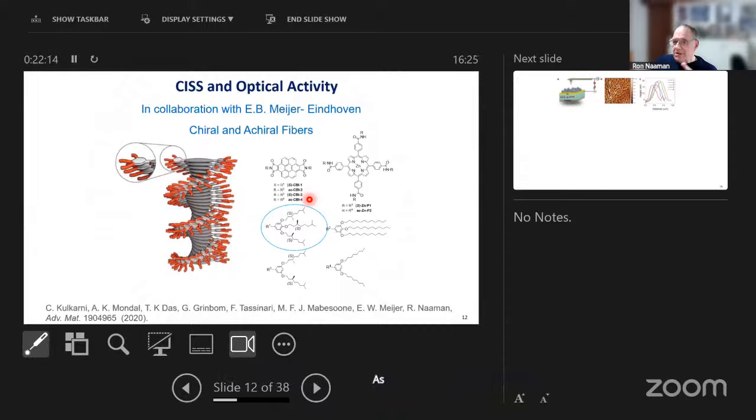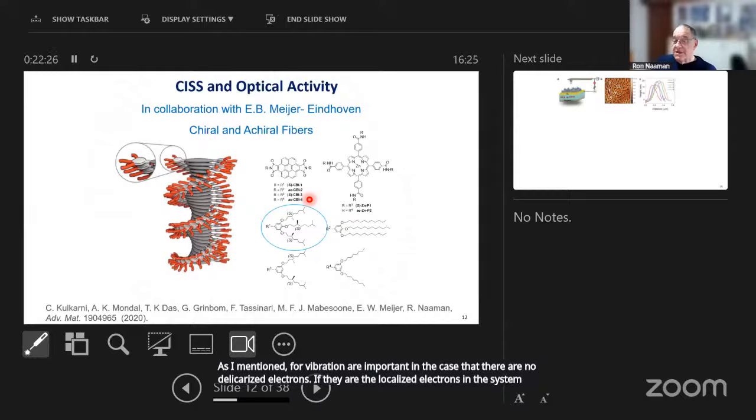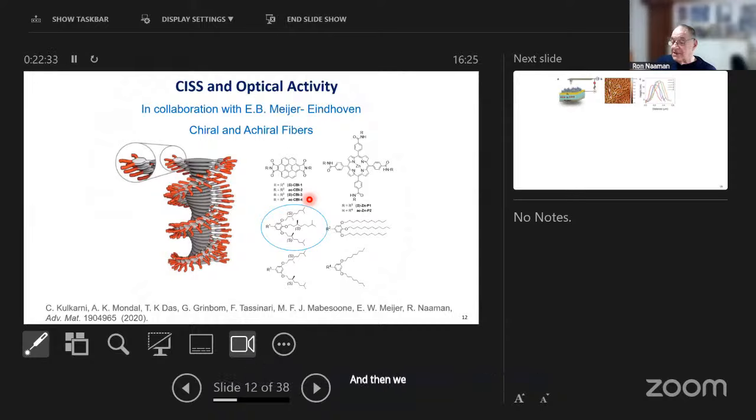As I mentioned, vibrations are important in the case that there are no delocalized electrons. If there are delocalized electrons in the system, then of course electron scattering will be more efficient than electron-phonon scattering, and then we are not going to see temperature dependence. So the temperature dependence here, it's not that in CISS you always see an increase of the effect with temperature. It depends on the molecular system.